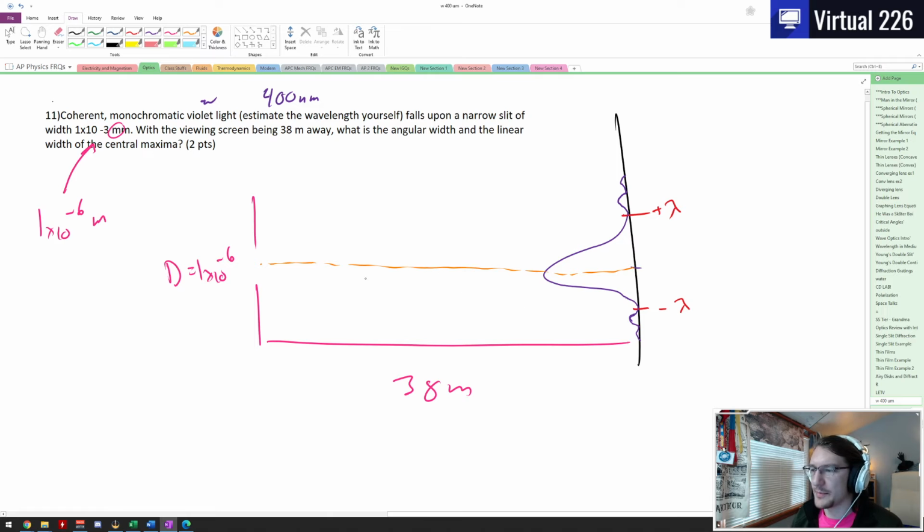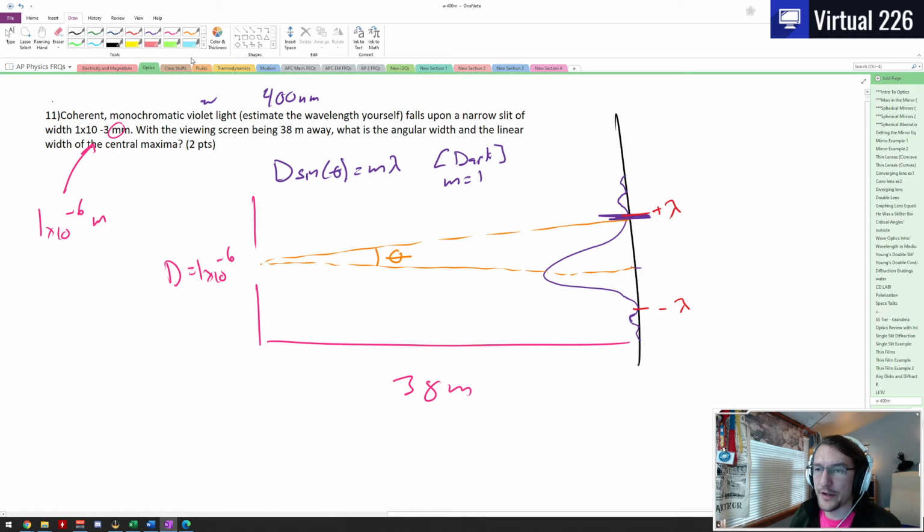So if we're looking at this here, and forgive my drawing, it's not the best. If you want to figure out the angular width of this angle theta here, you can find this because you know this is a dark spot. So for a single slit, you can say d sine theta equals m lambda for a dark spot with m equaling 1. And in this case, we simply go solve for theta.